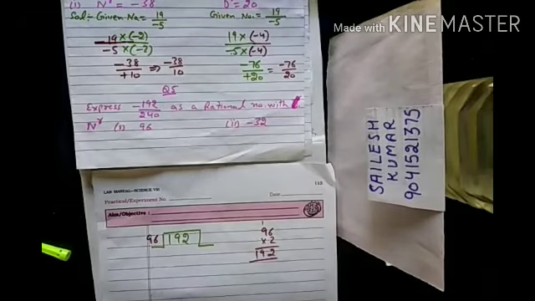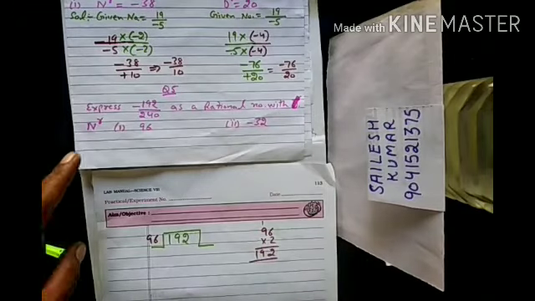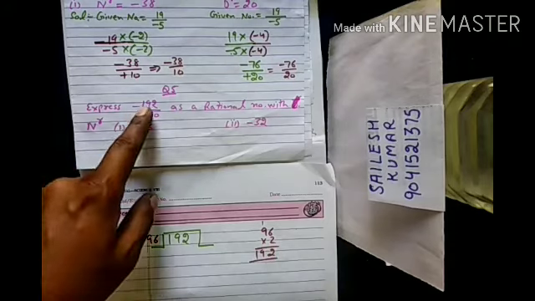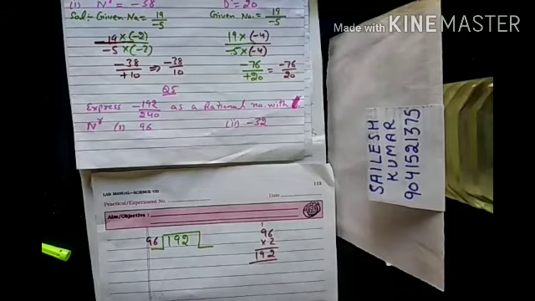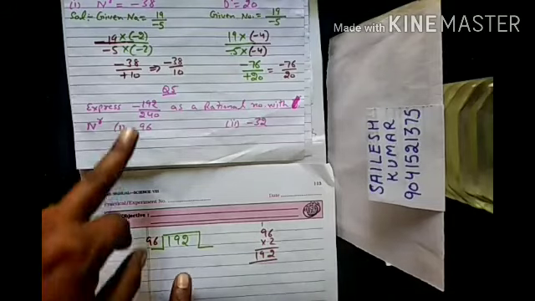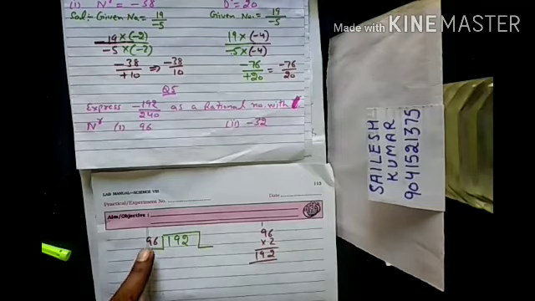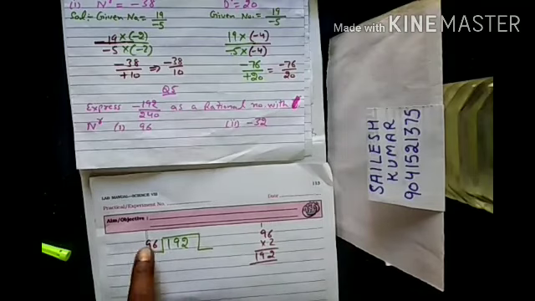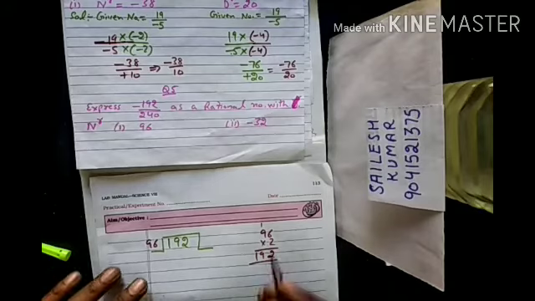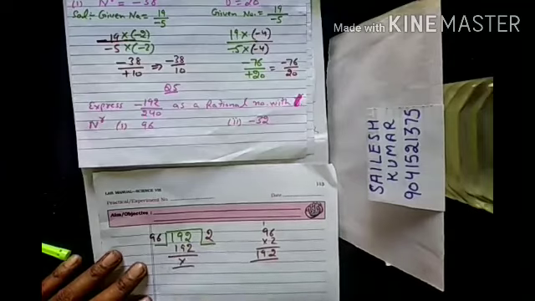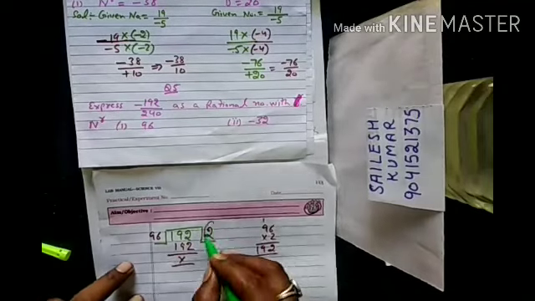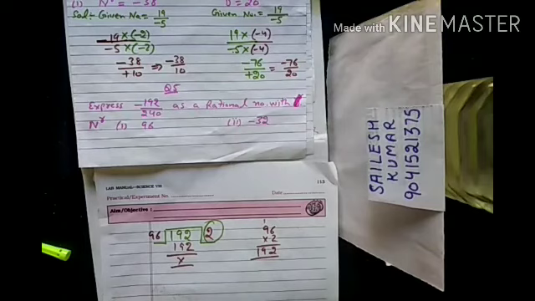Here, how will you find that number? For that, the given numerator is 192 and the required numerator is 96. We will divide the greater numerator by the smaller numerator. When I divide 192 by 96, I get my answer 2. So this is my operating number by which I have to divide the numerator and the denominator.